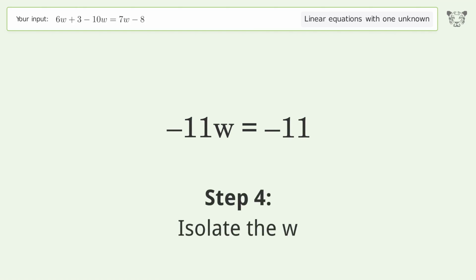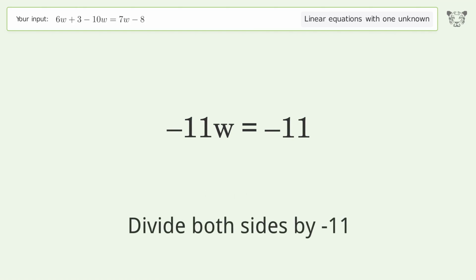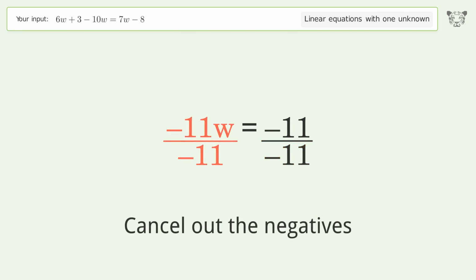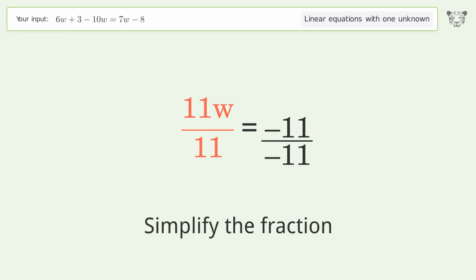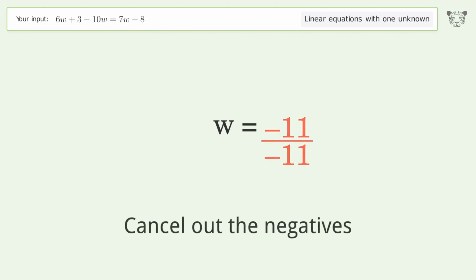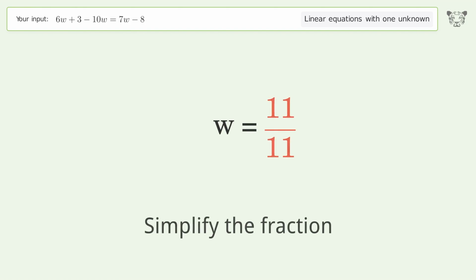Isolate the w. Divide both sides by -11. Cancel out the negatives. Simplify the fraction. Cancel out the negatives. Simplify the fraction.